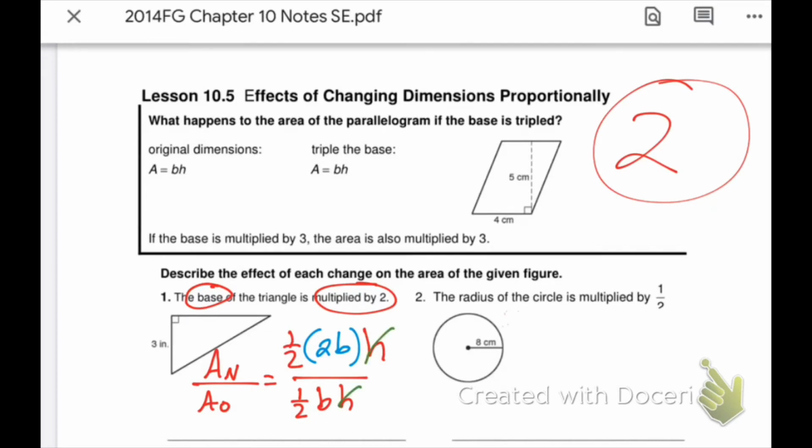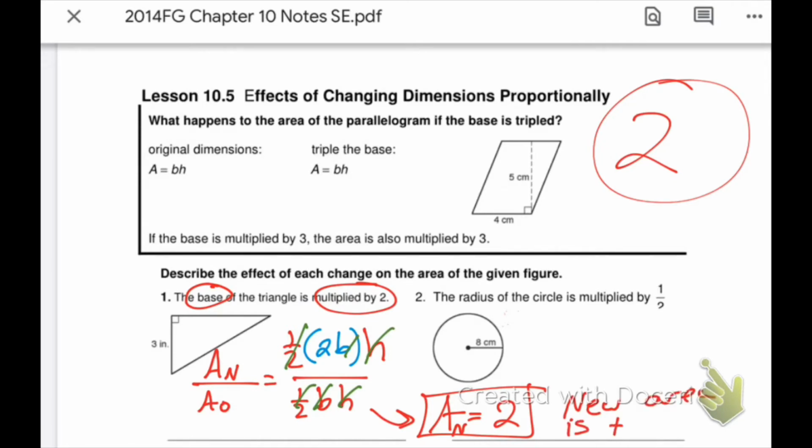My h's cancel, my bases cancel here, my 1/2's cancel, and I'm left with the area. Area is equal to twice. So the new area is twice the original. So the new area is twice the original area. And that would be my answer. You could also just say times 2, something like that.